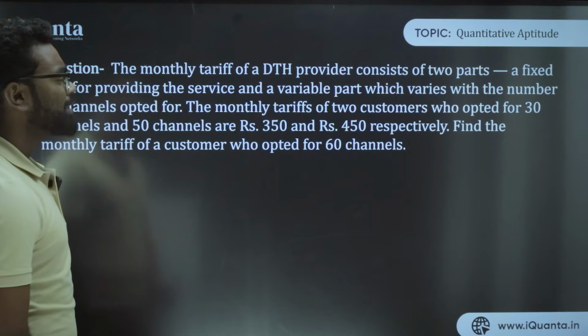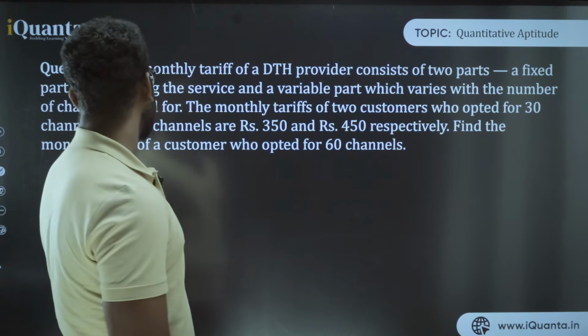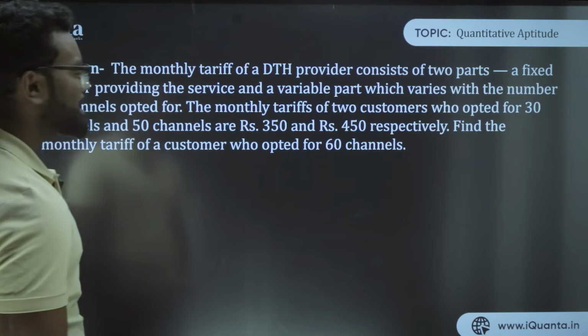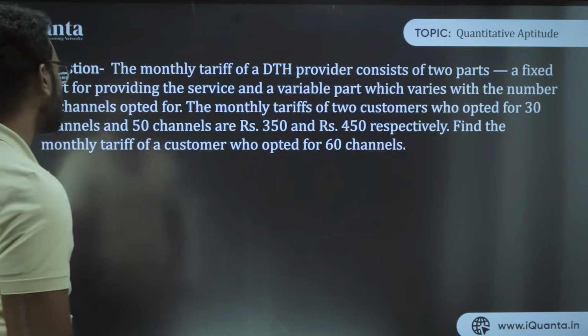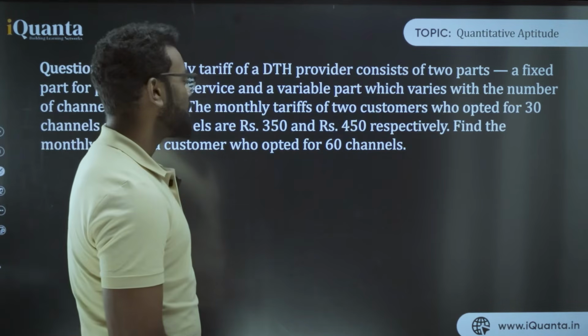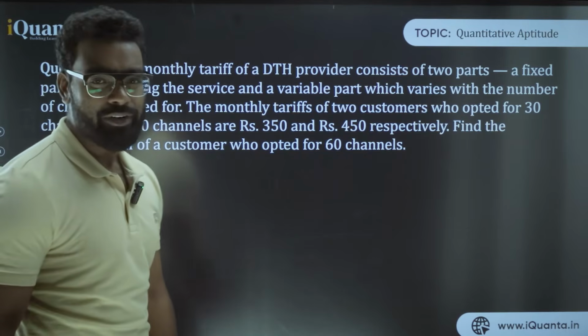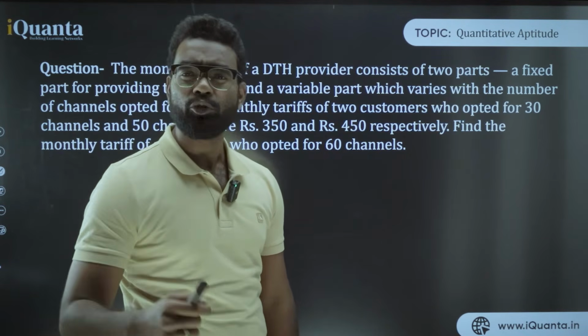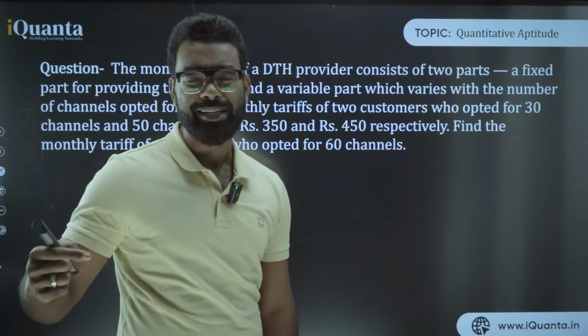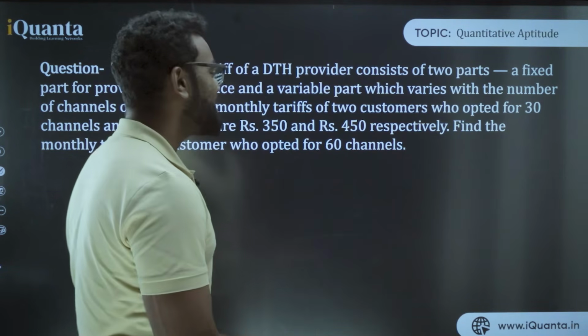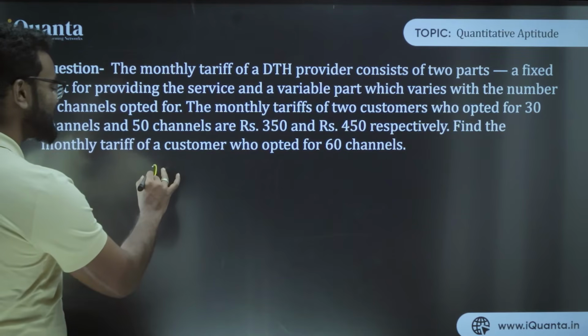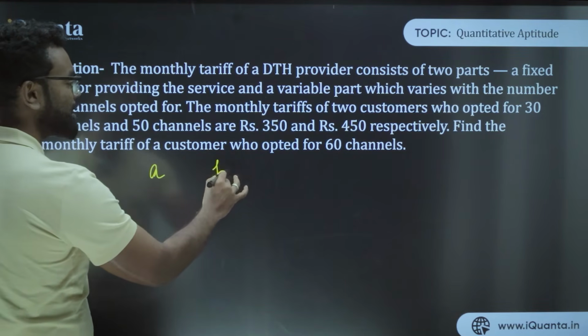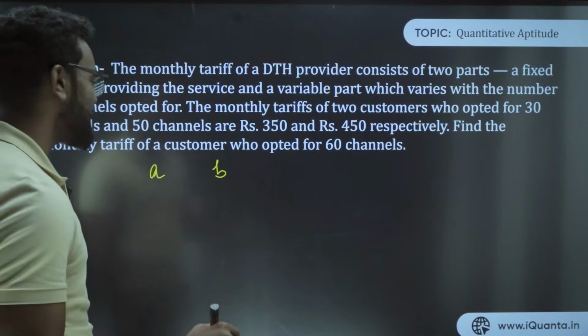The monthly tariff of a DTH provider consists of 2 parts, a fixed part for providing the service and a variable part which varies with the number of channels opted for. That means, whenever you have a connection like JioFiber and all of these things, there are 2 parts. One is the installation charge, next is based on your tariff. So it is given that A is the fixed cost and B is the variable cost, which varies with the number of channels.